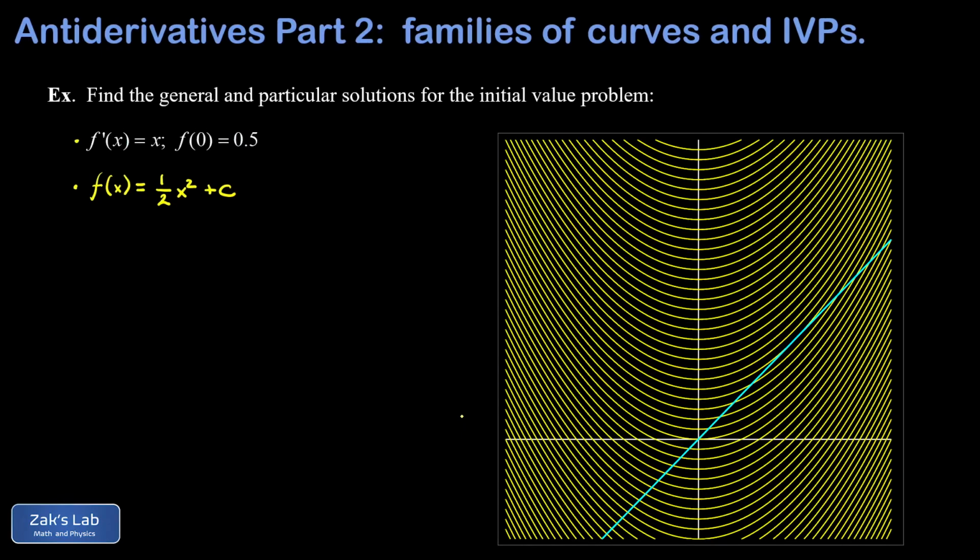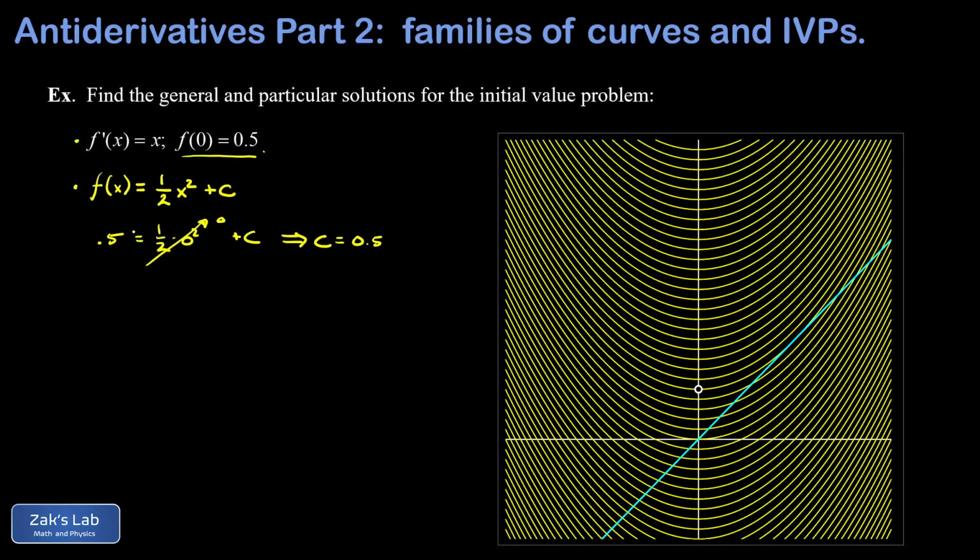Next, we want the particular solution of this differential equation corresponding to the initial value f of 0 is equal to 0.5. So all we do is take the general solution and say, okay, f is equal to 0.5 when x is equal to 0. We'll just go ahead and plug those in. 0.5 is equal to 1/2 times 0 squared, and of course that term vanishes, plus c. And immediately we figure out what c is. C is 0.5 in this case.